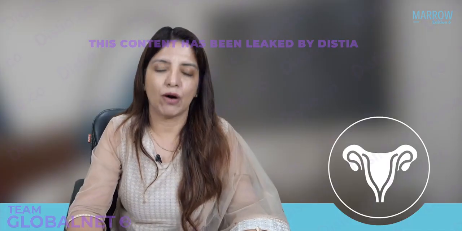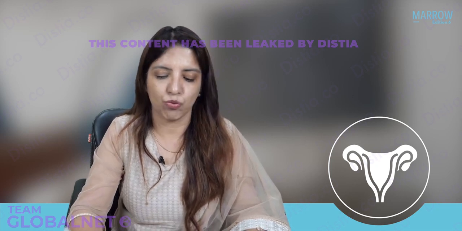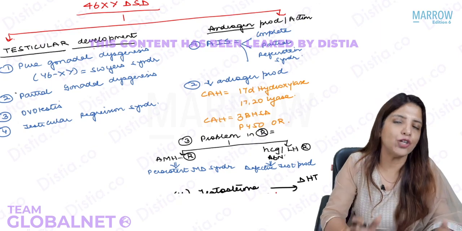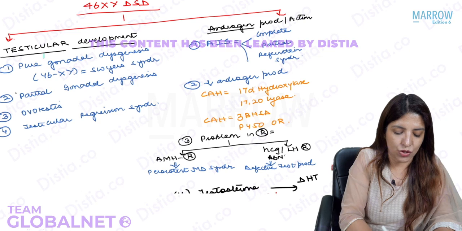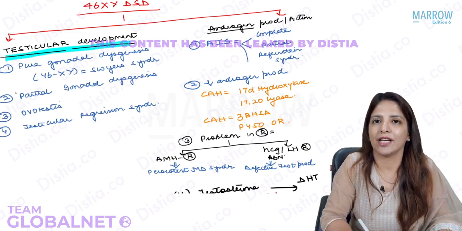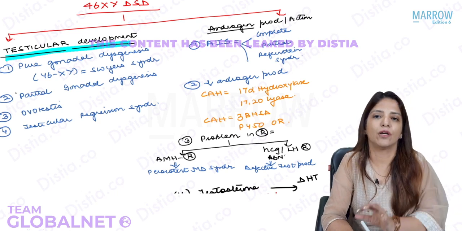Now we are going to talk about a 46XY DSD. In a 46XY DSD, we can divide all the types of DSDs into two categories. The first category is a DSD which is related to testicular development. So there is abnormal testicular development.